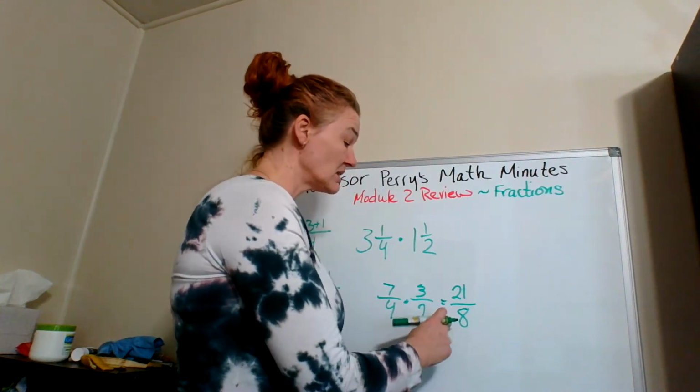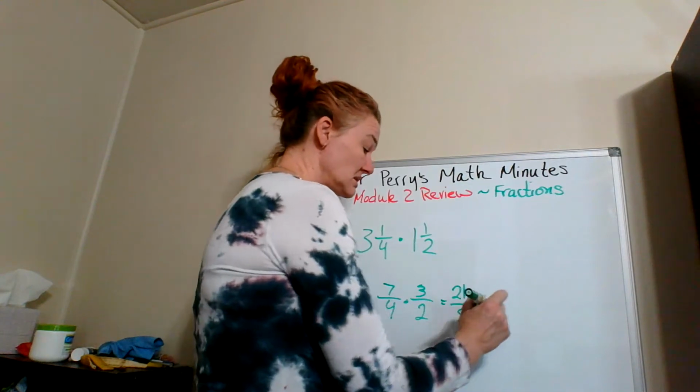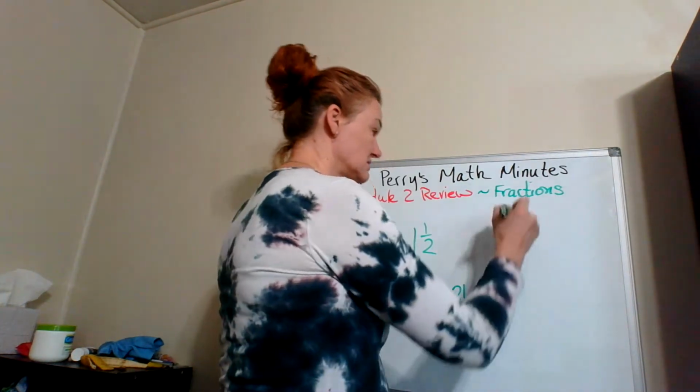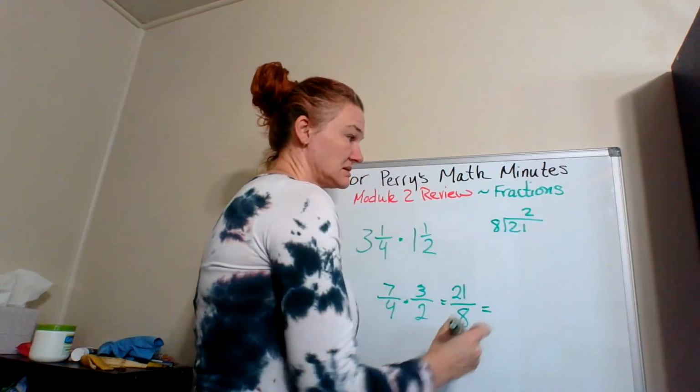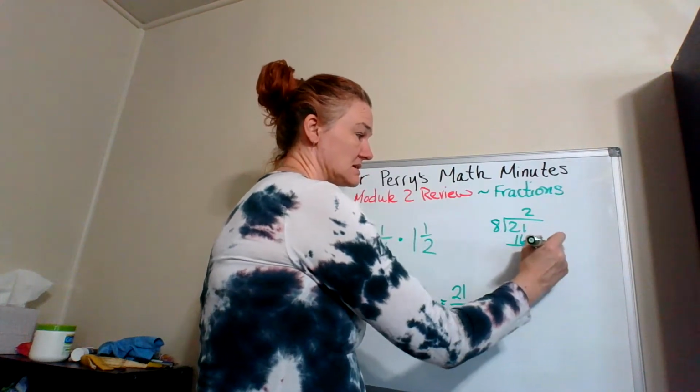Okay? Now, 8 goes into 21 twice. So if I have this, 8 goes into 21 twice. That gives me 16.